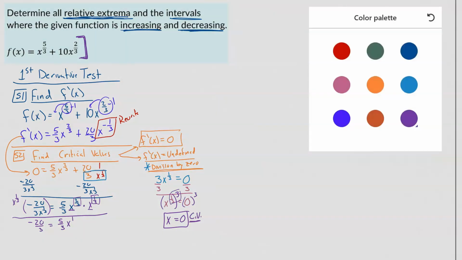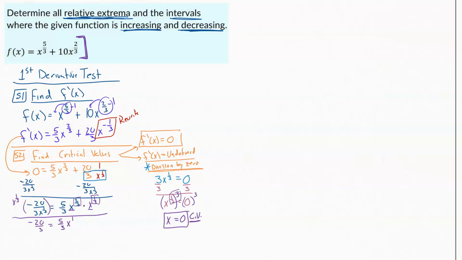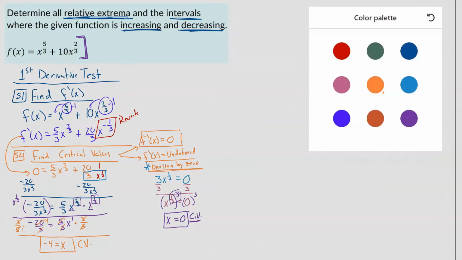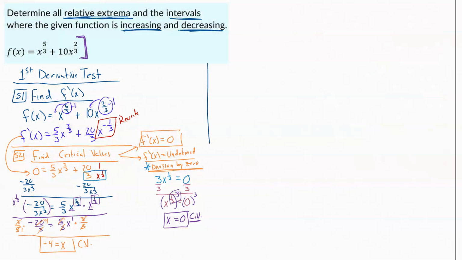And now we just need to get that x by itself. So the last move here is to go ahead and multiply by that reciprocal. So multiply by 3 over 5. Whatever you do to one side, you have to do to the other. And so cleaning this up, the 3's will cancel, the 5 cancels, leaving us a negative 4, and then all of this cancels, and we end up with x equals negative 4 as our other critical value. So we've got our two critical values, so step 2 of the process is complete, and now we are on to step 3.